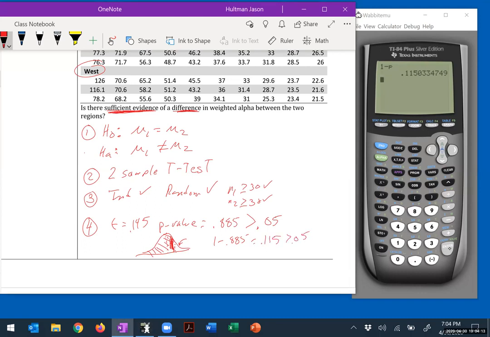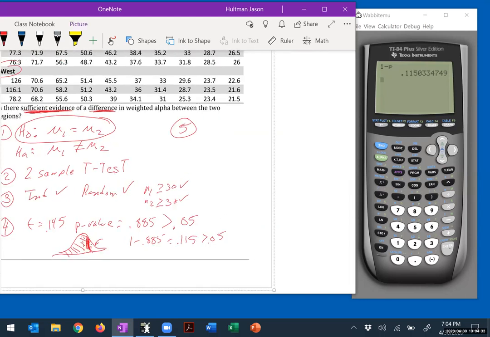So no matter which tail I use here, whether it's the bigger one or the smaller one, I'm still getting it to be bigger than 0.05. So we fail to reject the null. Okay, so what's our conclusion? Our conclusion here is that since p is greater than 0.05, we fail to reject the null.